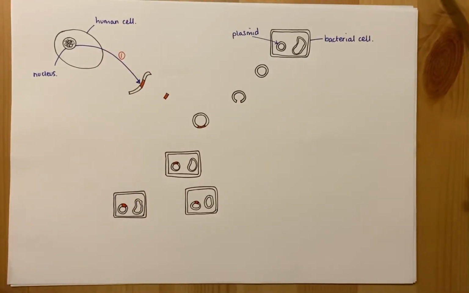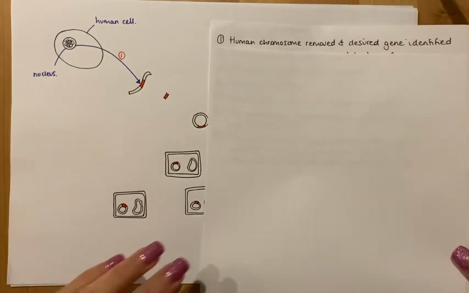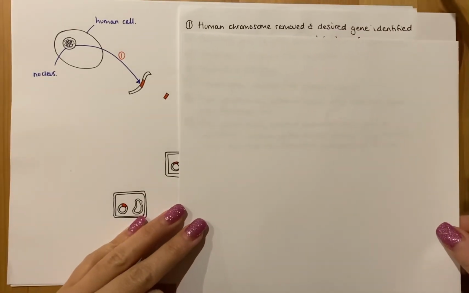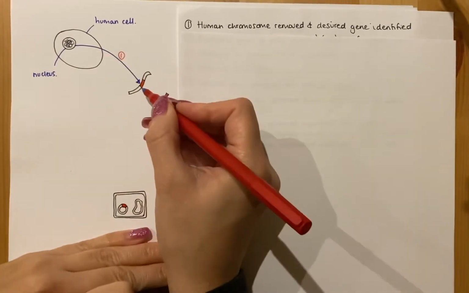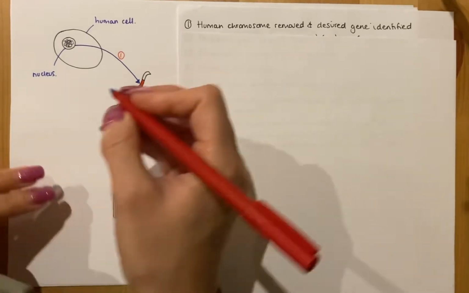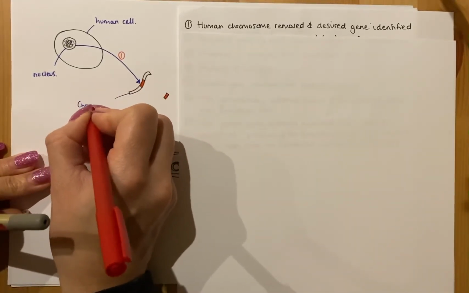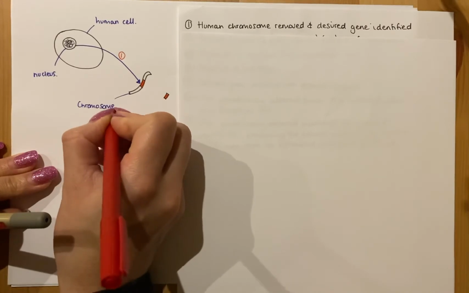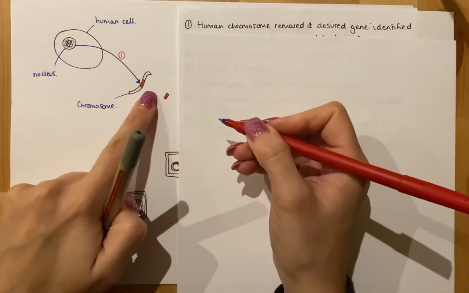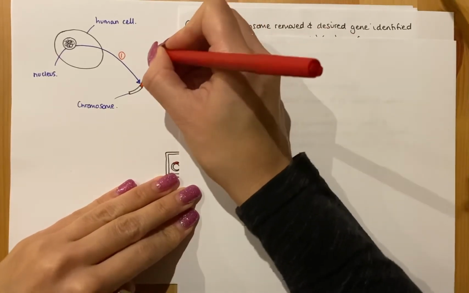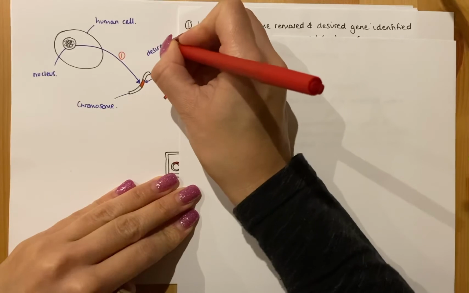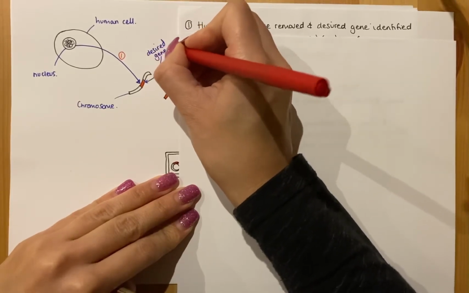Stage 1 is when the human chromosome is removed and then the desired gene, the one that we want, is picked out on that chromosome. Like I've got in this description here, that human chromosome is removed from that human cell, and this is a chromosome here. And this area I've highlighted here is the gene that we want. So this is our desired gene, the one that we would want to produce the protein for.